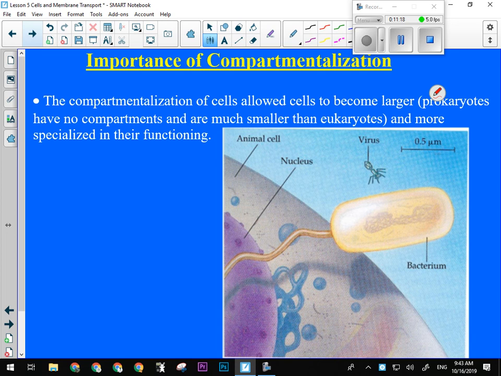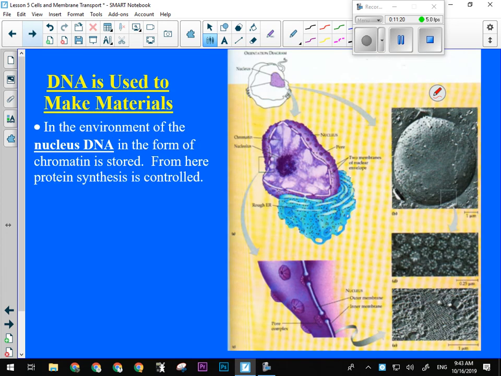All right. So DNA. What's the purpose of DNA? DNA is used to make stuff. Well, it at least tells us how to make it. It's the instructions. Right? So in the environment of the nucleus, this is telling us what the nucleus and the DNA stored within it do. Okay? So within the environment of the nucleus, DNA is stored.